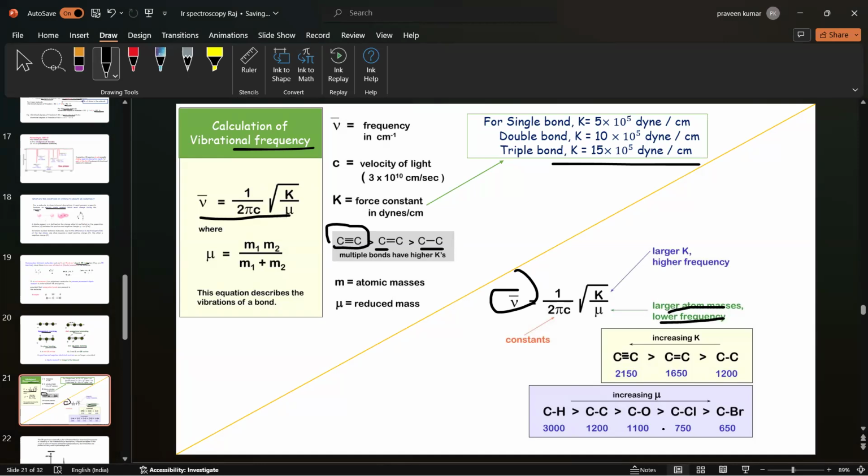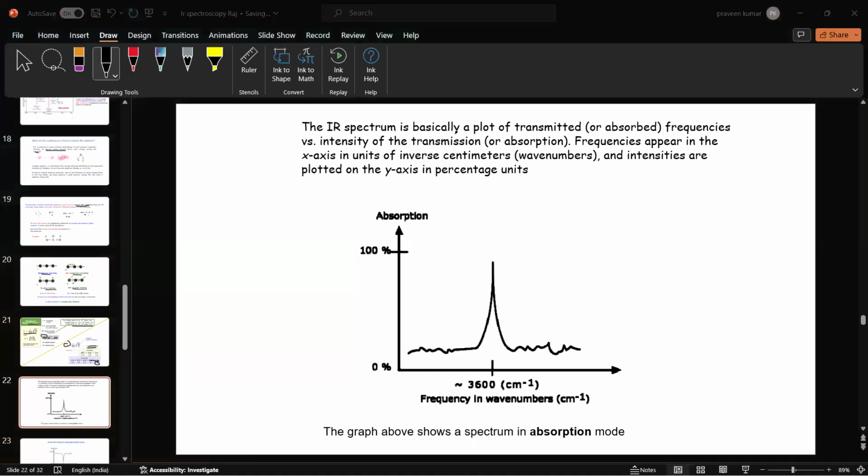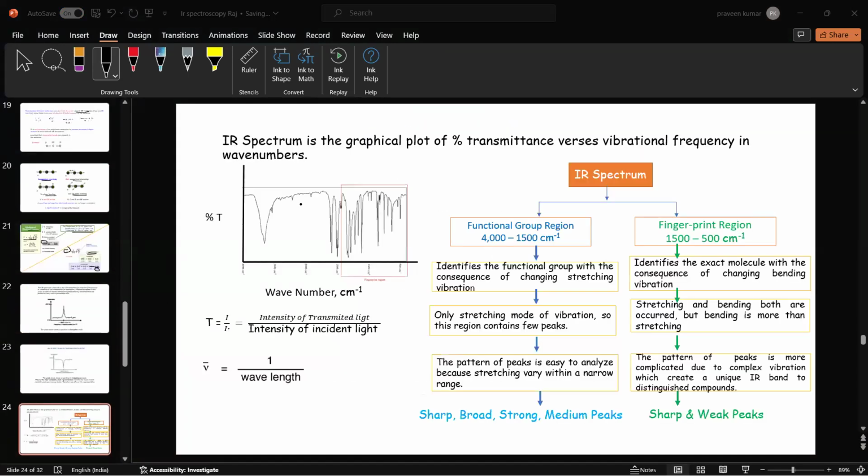Here we can see that when CH is compared to CBr, bromine has the larger atomic mass, by which it would have the lower stretching frequency. As I mentioned earlier, the IR spectrum is basically a plot of the transmittance frequency versus intensity of absorbance. These are the basic graphs. The most widely used graph is this.